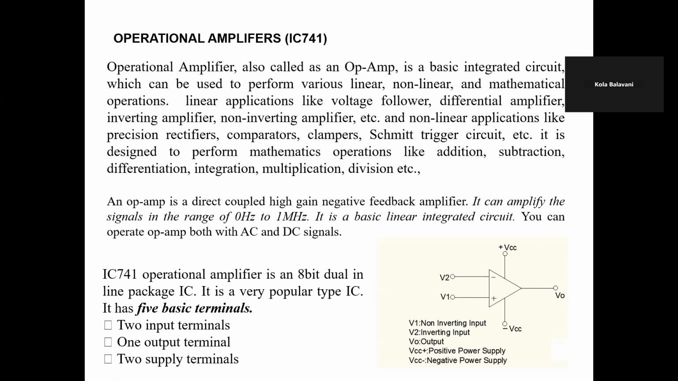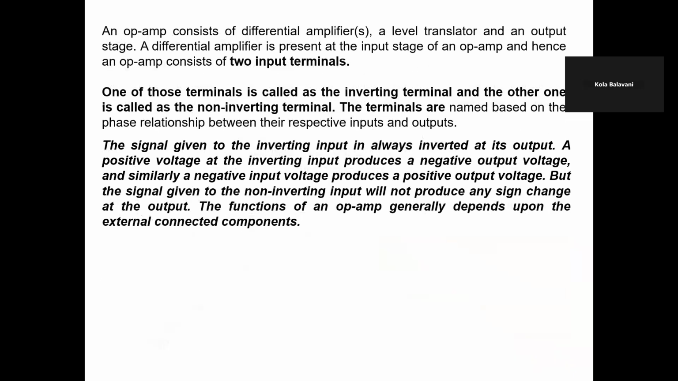In total it has 8 pins. Among these 8 pins, 5 pins are 2 input pins, 2 supply pins, and 1 output pin. The input pin names are inverting input and non-inverting input. Already in the last session, we discussed the block diagram. The block diagram consists of 4 stages. The first 2 stages are differential amplifiers, the third stage is the level translator, and the output stage is the power amplifier.